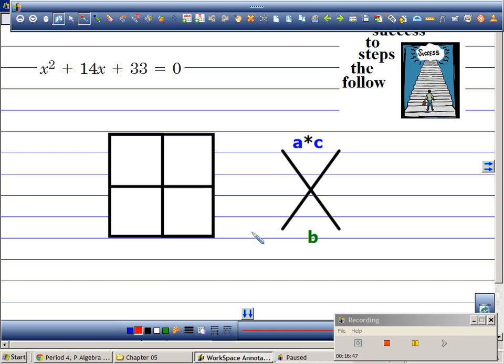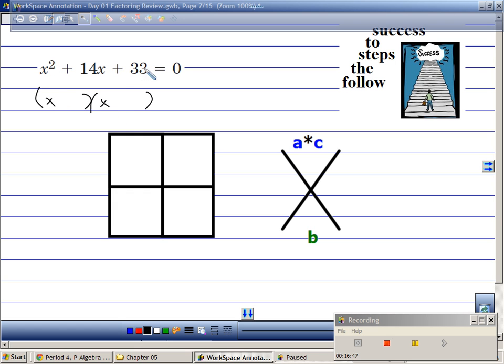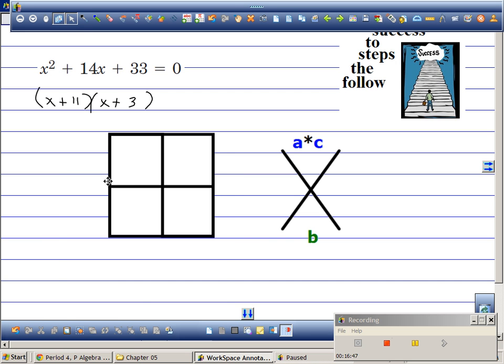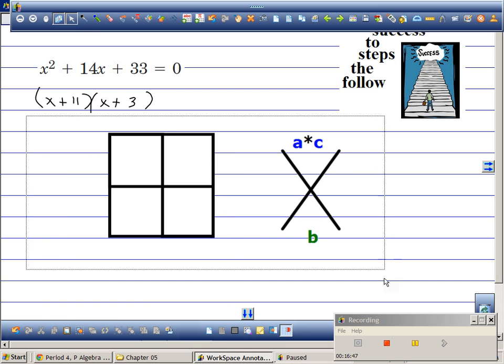All right, let's look at this one. I'll do this one really quickly. I'm going to use my rainbow method. First, what times what makes x squared? X and x. 33. What times what makes 33? Mindful of when you add it, you have to multiply it to make 33, but when you add it, it becomes 14x. 11 and 3. This is a plus sign. This is a plus sign. Does it work? I'm going to move all this.